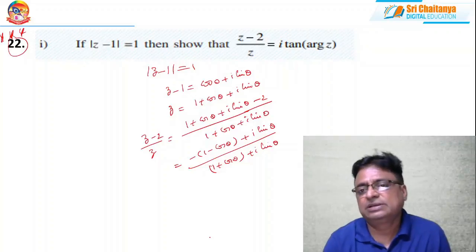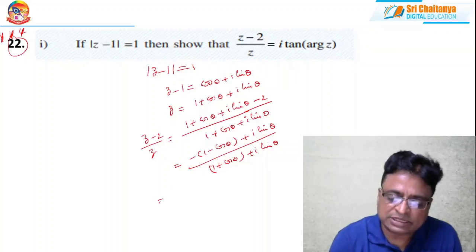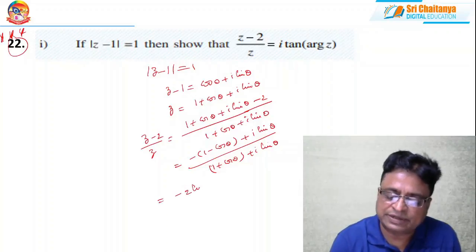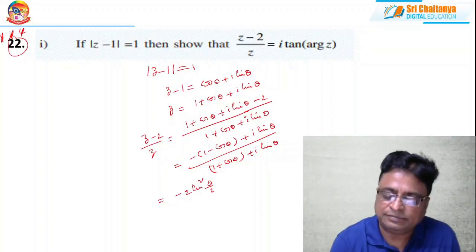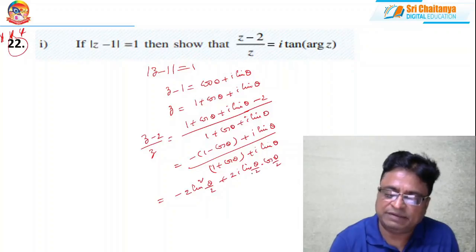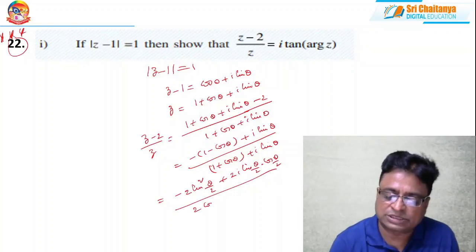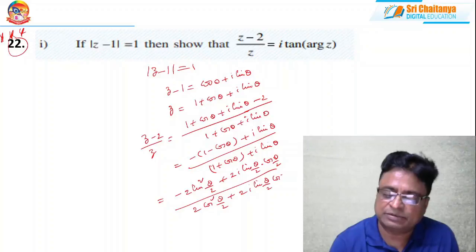Can I write like this? What is 1 minus cos theta? 2 sin square theta by 2. And this I can write as 2i sin theta by 2 cos theta by 2. And even the denominator also I can write this as 2 cos square theta by 2, and this sin theta I can write it as 2 sin theta by 2 cos theta by 2.